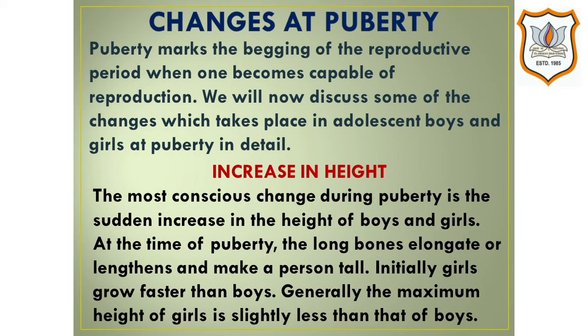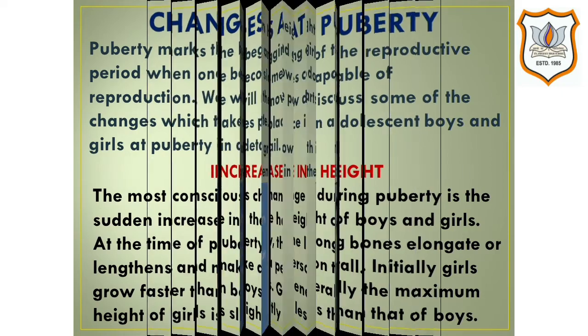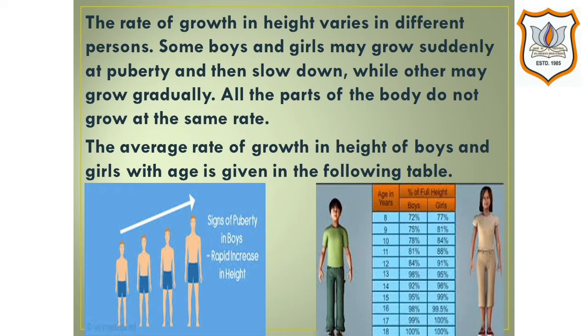Initially, girls grow faster than boys. Generally, the maximum height of girls is slightly less than that of boys. The rate of growth in height varies in different persons. Some boys and girls may grow suddenly at puberty and then slow down, while others may grow gradually.